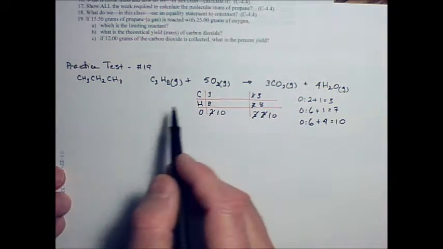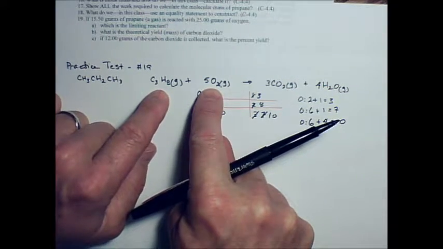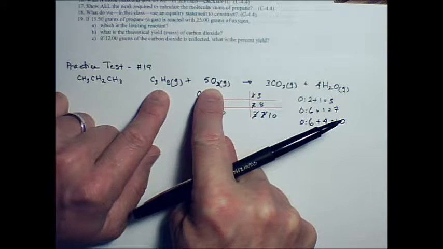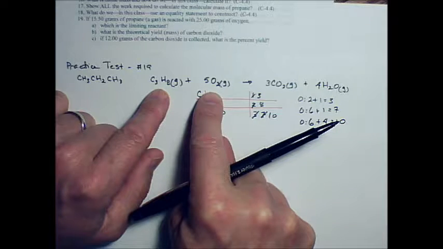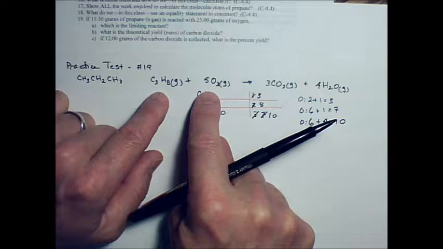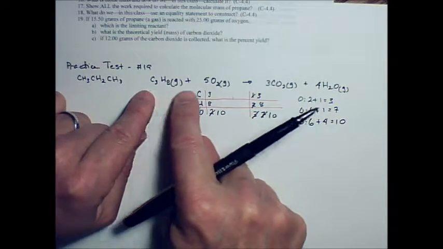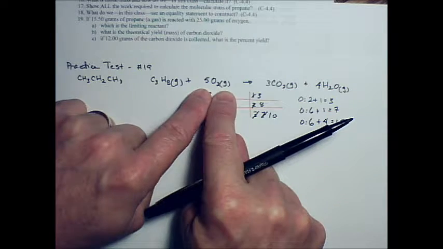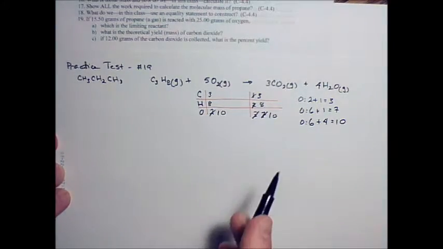So now that we've done this, we're ready to figure out which one of these two reactants is the limiting reactant. By definition, the limiting reactant is the chemical that runs out first in a chemical reaction, and therefore the reaction has to stop when that chemical runs out. So we're going to try to figure out which one is the limiting reactant. We can either start with this chemical, or we can start with this chemical. It doesn't matter which one. I'm going to start with this one, but again, it doesn't really matter.